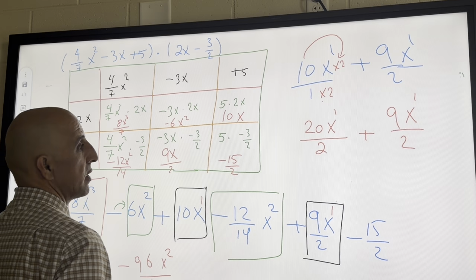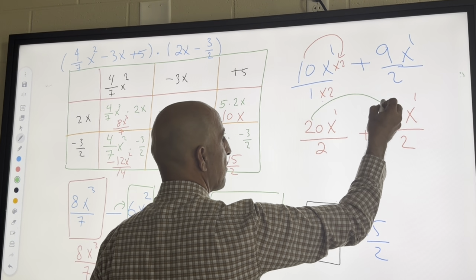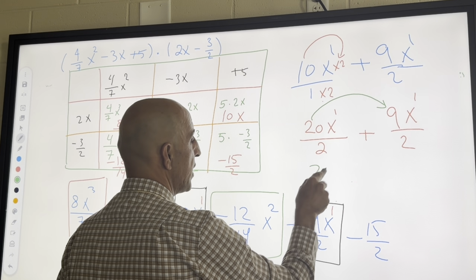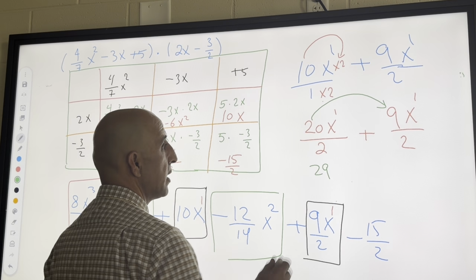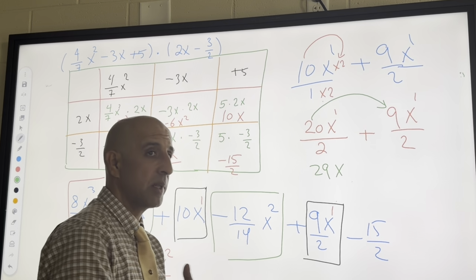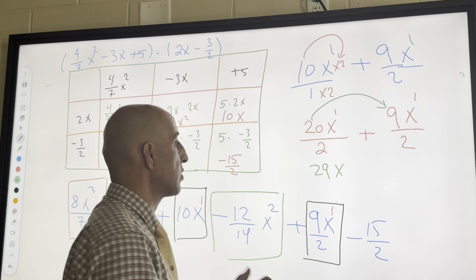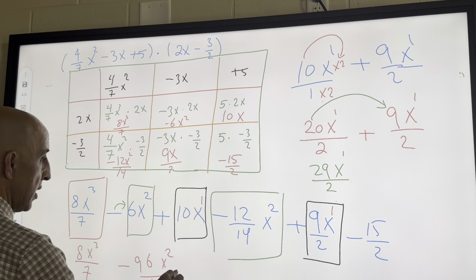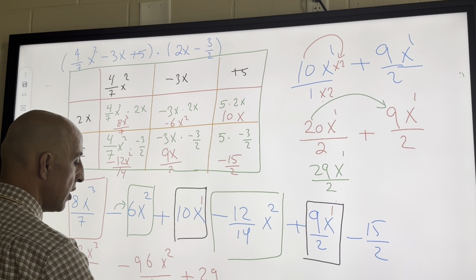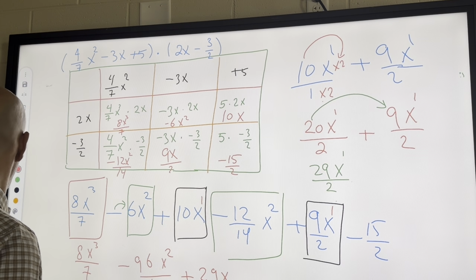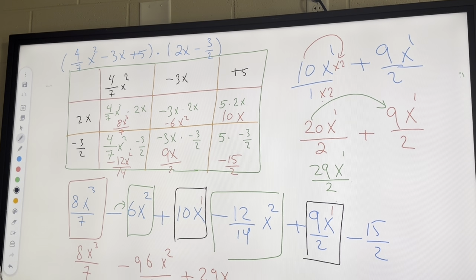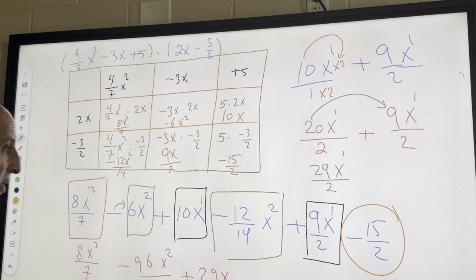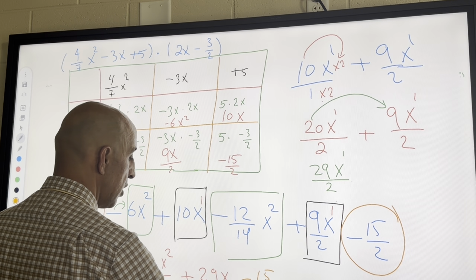Then we use the like terms property: 20x plus 9x. Immediately we write 29, as 20 plus 9 equals 29. We don't have apples, we don't have dollars, we just have x to the power 1 over 2. So the answer here is plus 29 over 2x. And finally, for the constant, I don't have any other constant, so I can write it as negative 15 over 2.